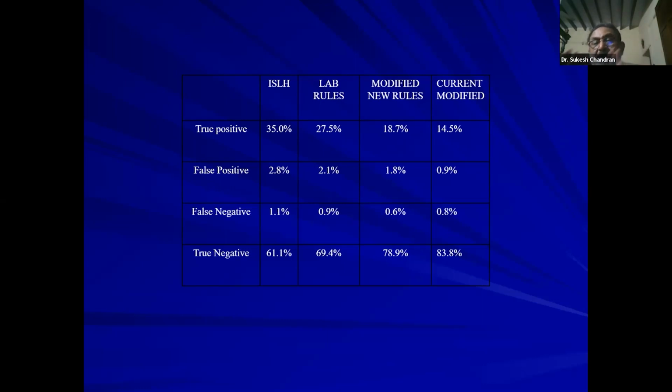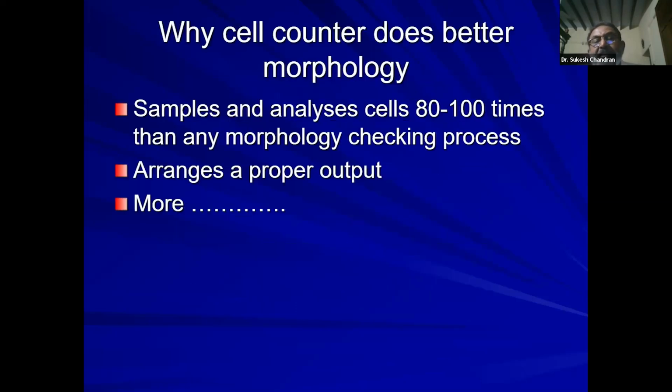So then I modified the new rules, and I found that my false positivity has now come to less than 1%. But my false negative rate has gone up a little bit. That's because the cell counter did not report an immature granulocyte when we saw a metamyelocyte in the peripheral smear. I'm not worried about that. Based on the strength of these rules, I looked at the kappa value and found that the current modified rule had good strength. So I have adopted the current modified rule, which does not look at the white cell count at all, but decides on the peripheral smear. Now, why?